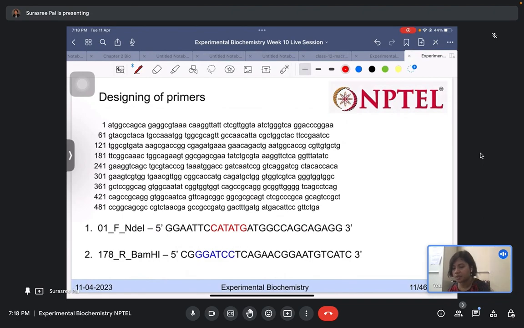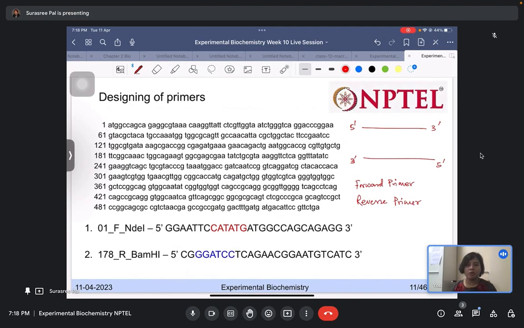There has to be two primers. So the DNA strands, the two DNA strands, they are 5' to 3' and 3' to 5', right? So they are anti-parallel to each other. Now the primers, there will be two primers. There is one forward primer and there is one reverse primer.